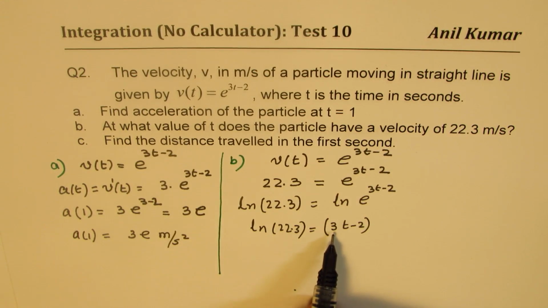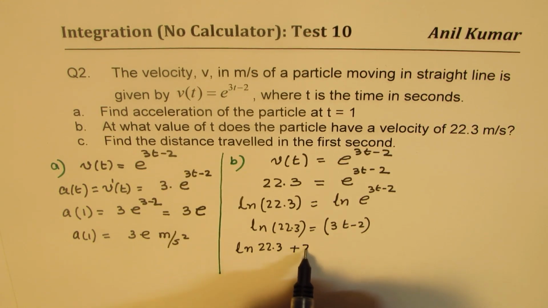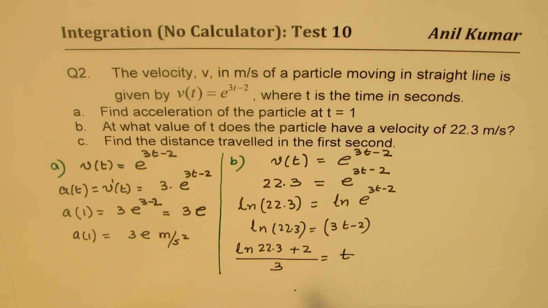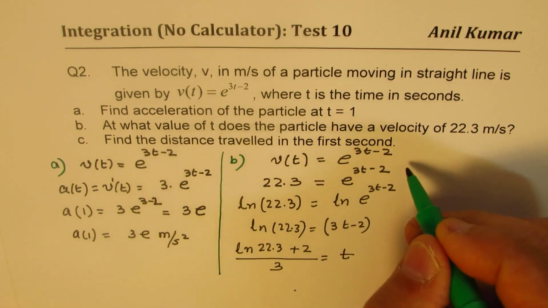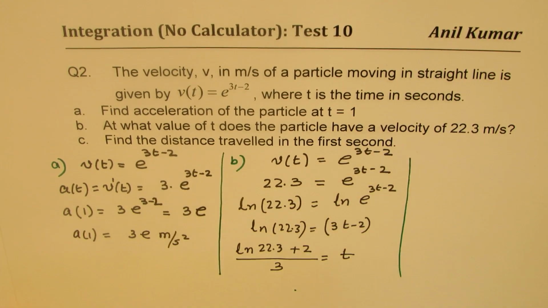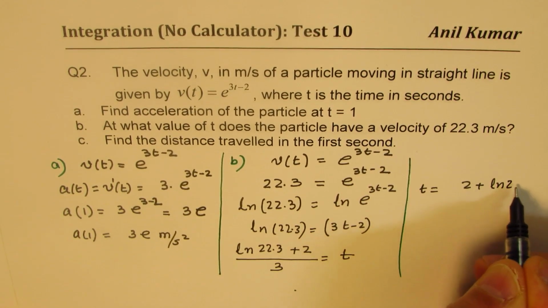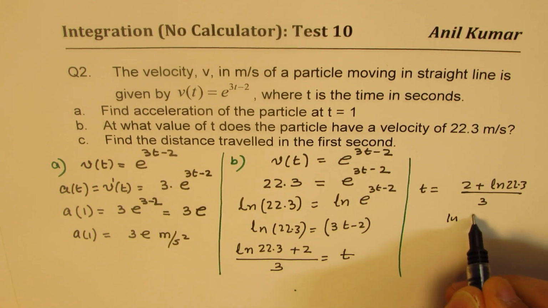so that equals ln 22.3. So from here, you can calculate what t is. So you get t as ln 22.3 plus 2 divided by 3, right? That is the value of t. So we'll leave it at this stage since we are not allowed the calculator, right? So time t in seconds, let's write down here. So t basically is equal to 2 plus ln 22.3 divided by 3 in seconds.